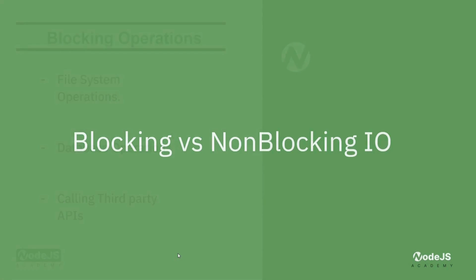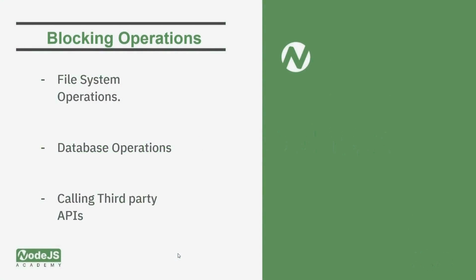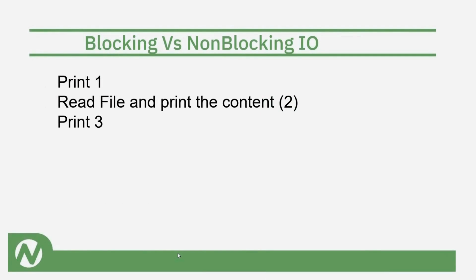File system operations, database operations, and making third-party API calls are blocking in nature. For example, in traditional technology, the following pseudocode will print 1, 2, and 3. Here we are printing 1 in the first line, and in line number 2, we are trying to read a file that contains 2, and in the last line, we are printing number 3. In traditional technologies like Java, the output of the program will print 1, 2, and 3. The line 2 file operation is blocking in nature. Only after executing line 2 and getting the output will the next line get executed.